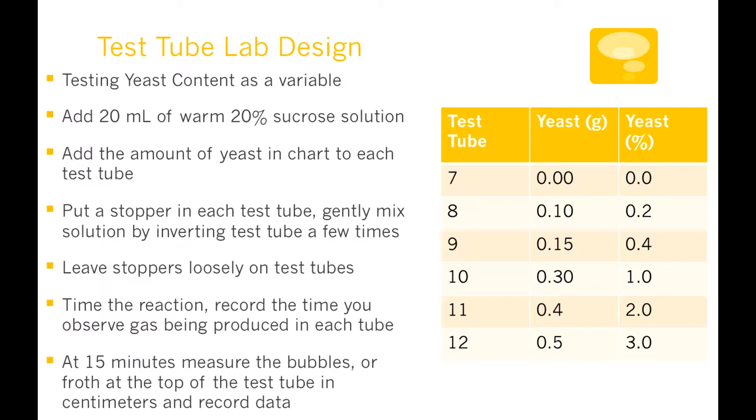Again, once you've added the yeast to your test tube, put a stopper, gently mix the solution, leave the stoppers loose on the test tubes, and be careful with test tube number 12. The stopper might pop off of the test tube. Time the reaction. Record the time you observe gas being produced in each test tube at 15 minutes. Measure the bubbles or froth at the top of the test tube in centimeters and record the data.